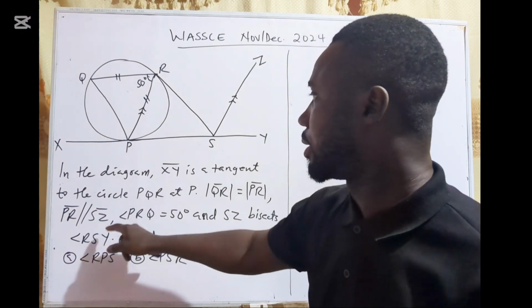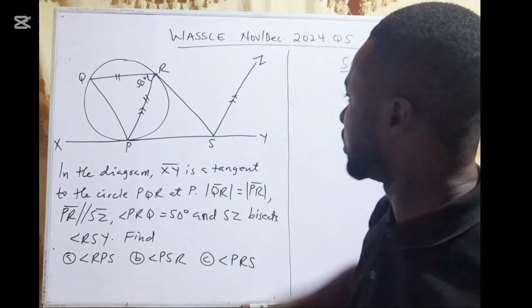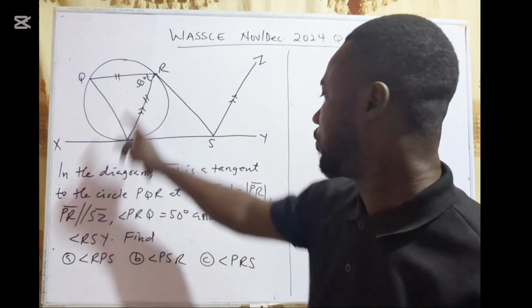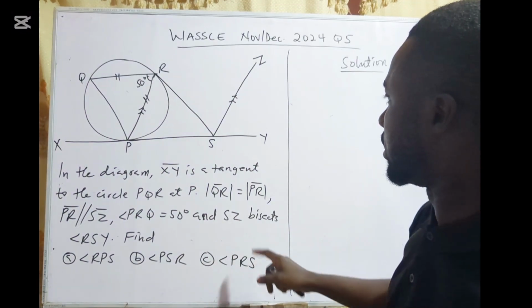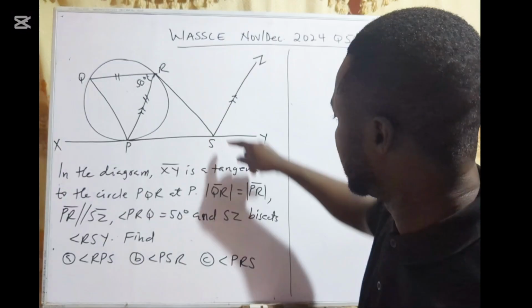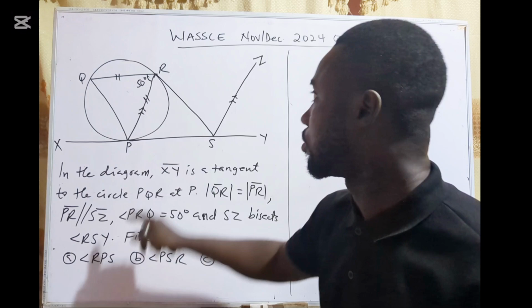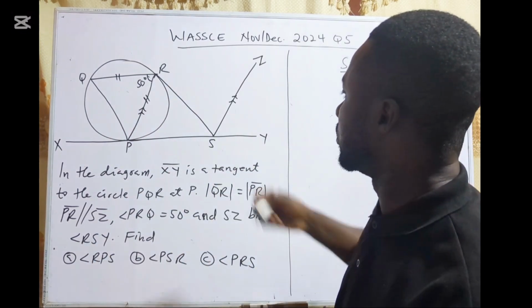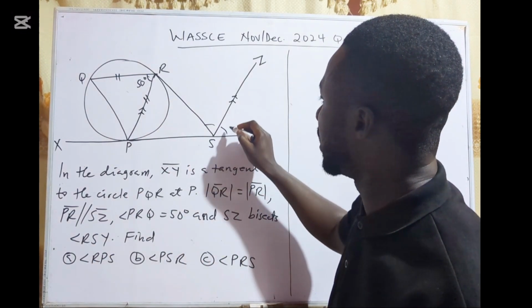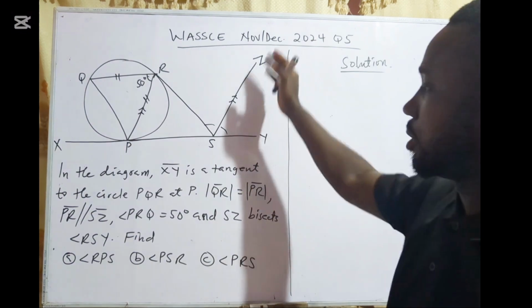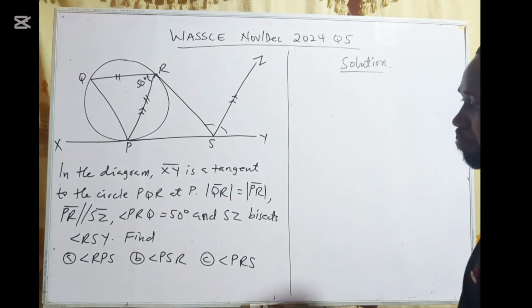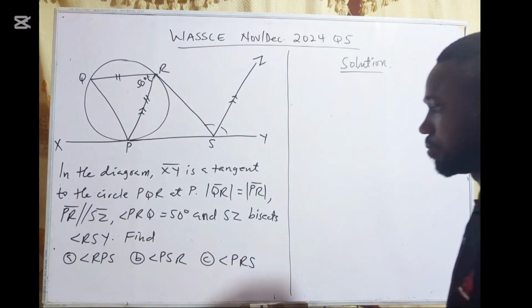PR is parallel to XZ. This line is parallel to this line, alright? The angle here is 50. XZ, and this line bisects angle RSY. So it means that the angle here and the angle here are the same. Bisects means to divide into two equal halves, so this angle and this angle are the same.